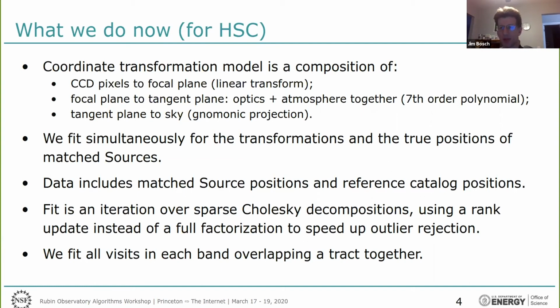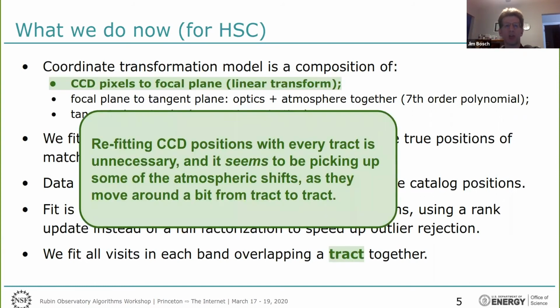So this has a couple downsides that are probably already obvious to some of you. The first one is that we're fitting the CCD to focal plane transformation for different patches of the sky. And that's not necessary. We expect them to mostly stay in the same place. And if they change, that should be a function of time, not a function of position on the sky. And this does seem to be actually picking up some of the astrometric offsets.